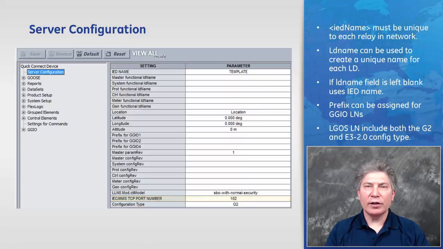Now the last one is the configuration type. The choices are either GE 2.0 or E3-2.0. Now, E3 is unique to the Spanish electricity company, so they can comply to the standard using 61850 Edition 1 standards.